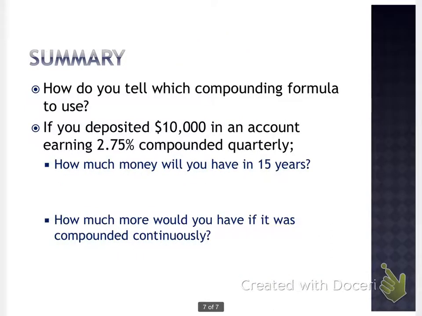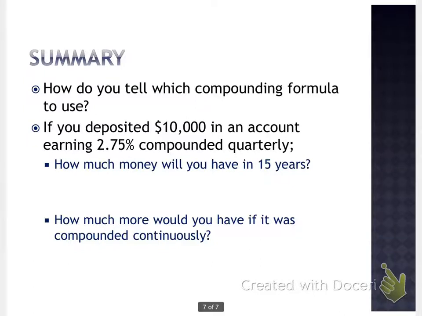All right, so how do you tell which compounding formula to use? You are going to stick with our original compounding formula unless it says the words compounding continuously. If it doesn't say the word continuously, then you're using that original. And if it says continuously, you're going to use the Pert formula.